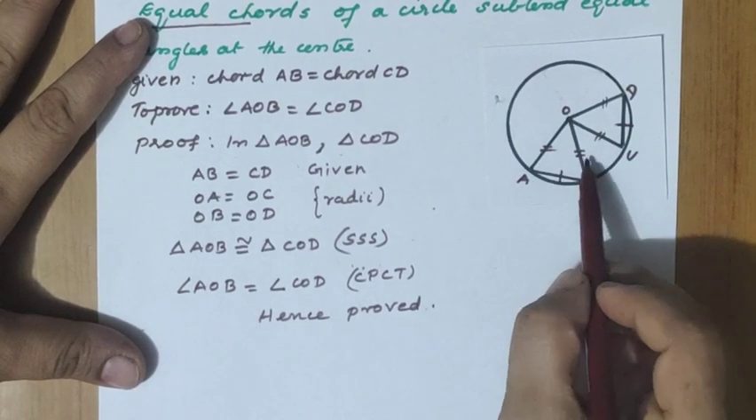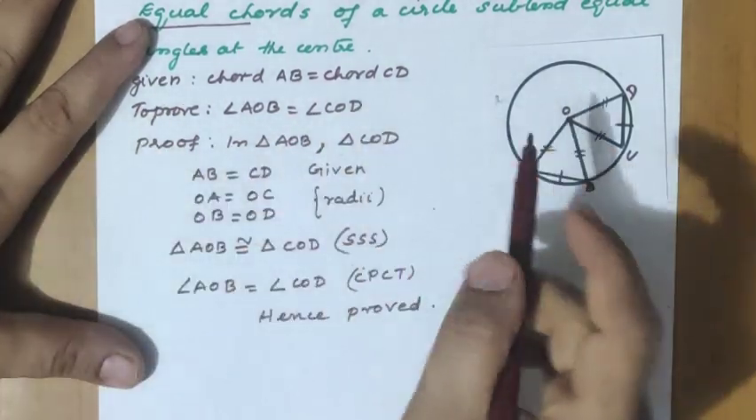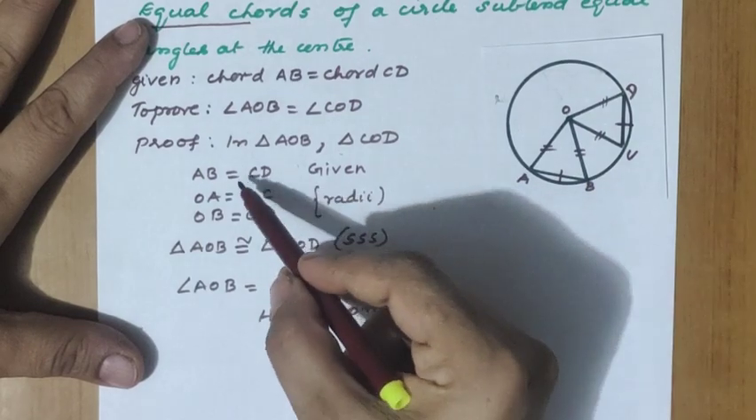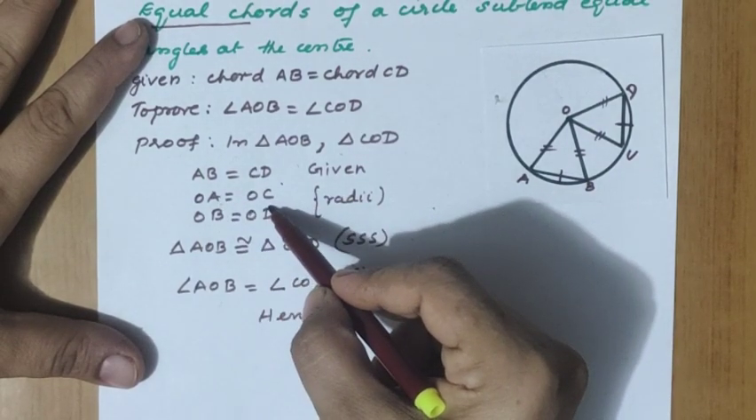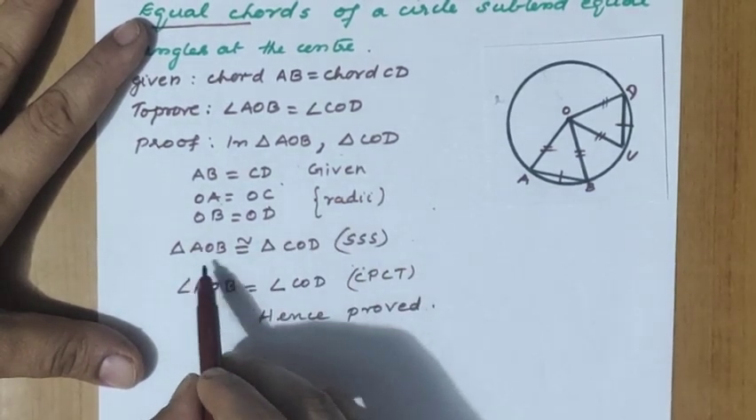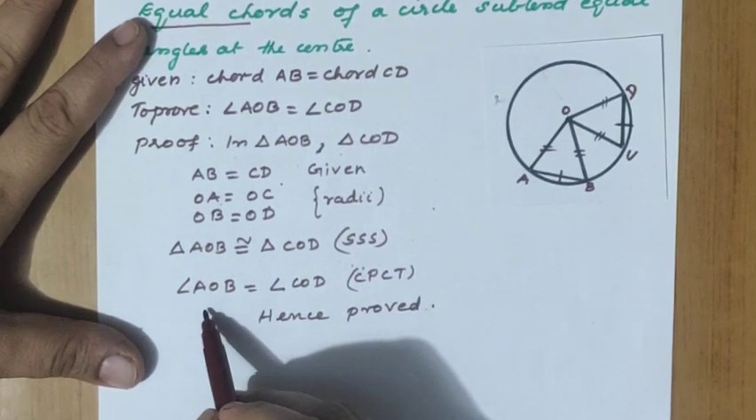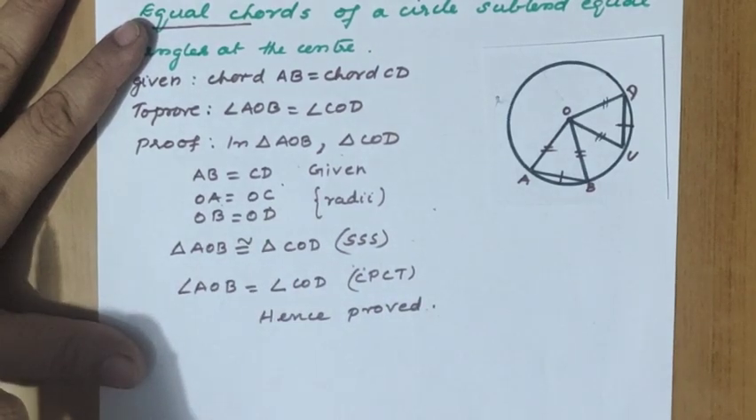Now when we compare, OA, OB, OC, OD are all radii, so all the lengths are equal. The equal chords are also given, so AB and CD are equal. So AB equal to CD we have taken, then first radii OA equal to OC, second pair OB equal to OD. Now we got three sides, so triangle AOB congruent to triangle COD, SSS criteria. From this, angle AOB equal to angle COD by CPCT, hence proved.